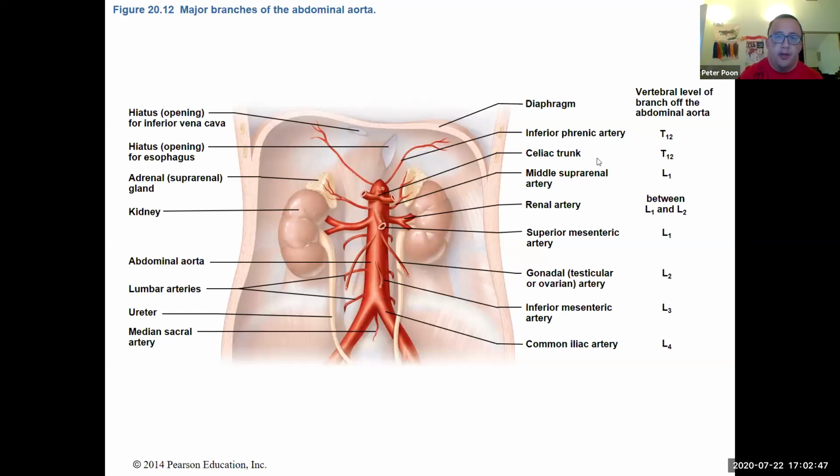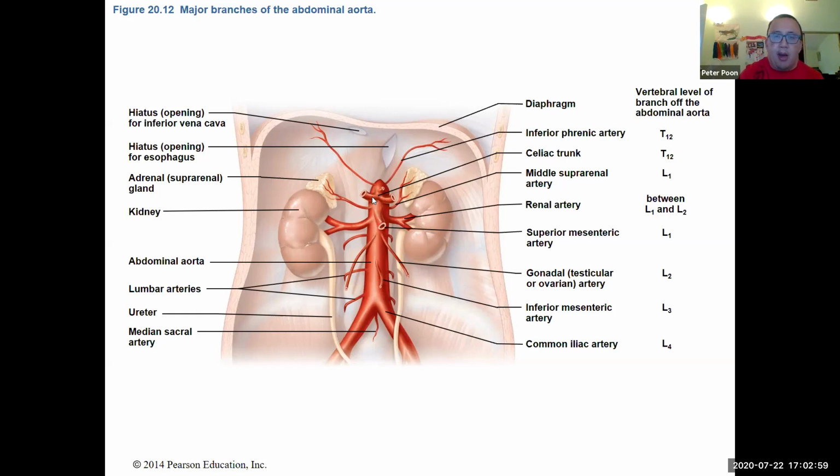Okay, part two. So screen. Okay, so here are all the arteries I talked about. You can skip the inferior phrenic arteries. They don't do very much anyway. But here, this big thing right here is the celiac trunk.